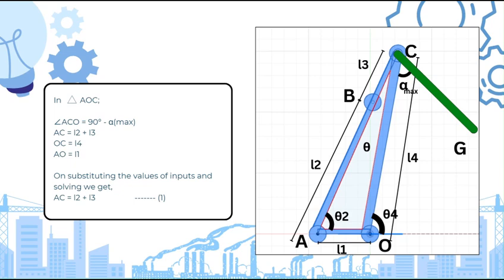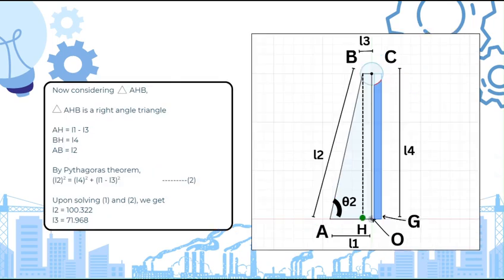Moving on to triangle AOC, at maximum opening, the angle becomes 90 degrees minus 75 degrees, that is 15 degrees. Using the geometric relation AC as L2 plus L3 and OC as L4, we obtained our first equation. Next, in right angle triangle AHB, as shown in the figure, we used AH as L1 minus L3, BH as L4, and AB as L2. Applying the Pythagoras theorem gave our second equation.